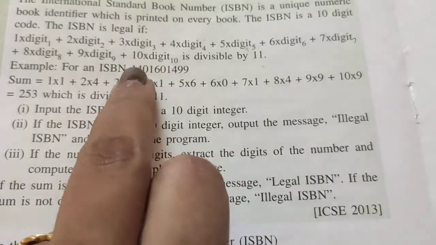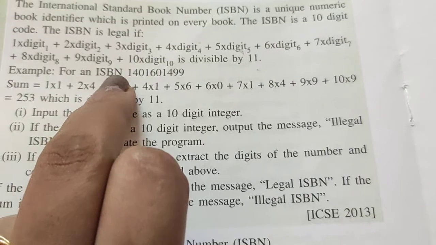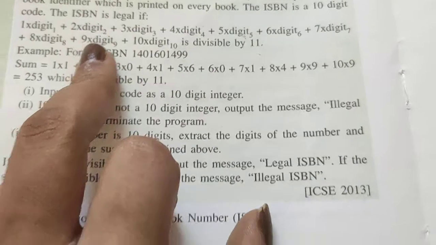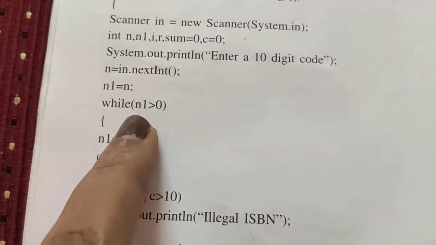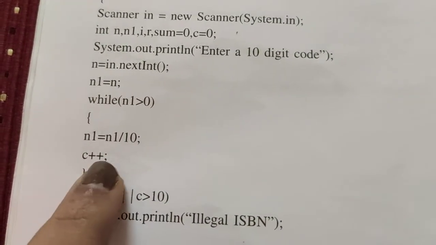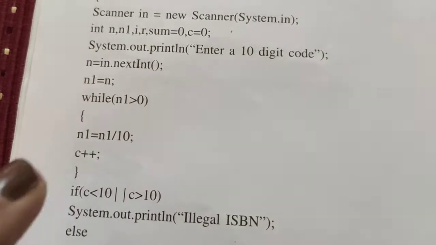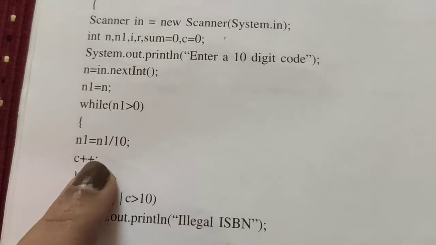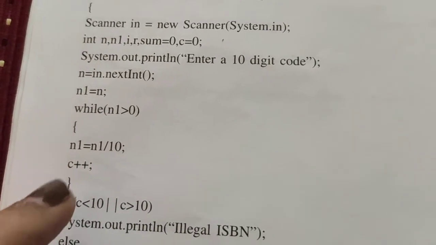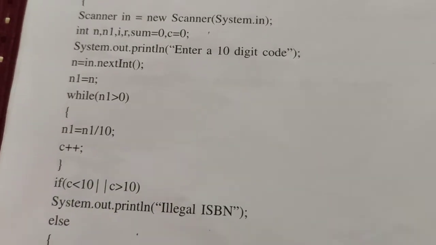Okay, so this is a 10-digit number. If you keep on dividing it by 10, you will get 10 digits, and after that you will get a 0 value. That is the reason they have given here, if n1 is greater than 0, it will enter the loop, and c++ is there to check whether the number has 10 digits. If you get 10 in c, it is a 10-digit number; otherwise it is not, and we are going to display a message.